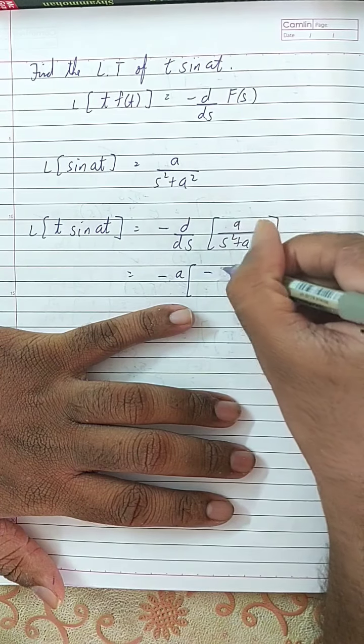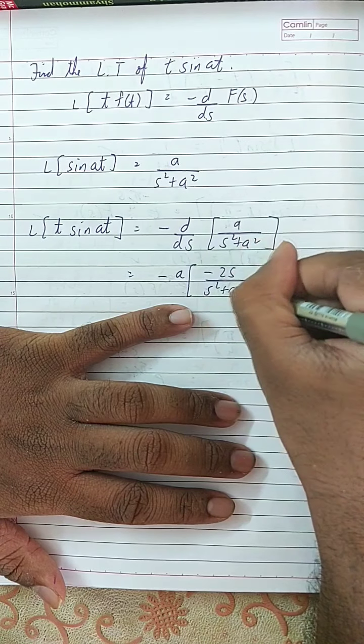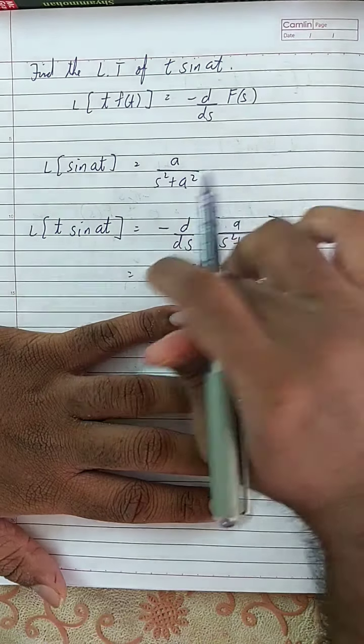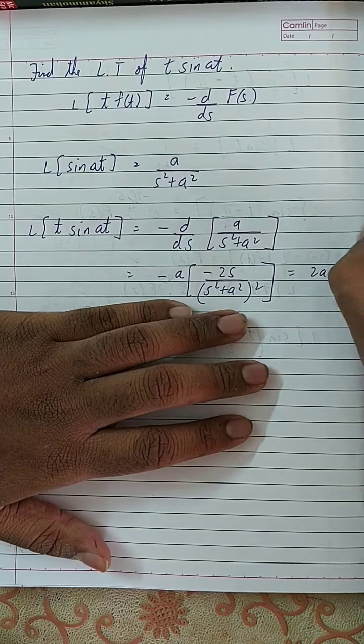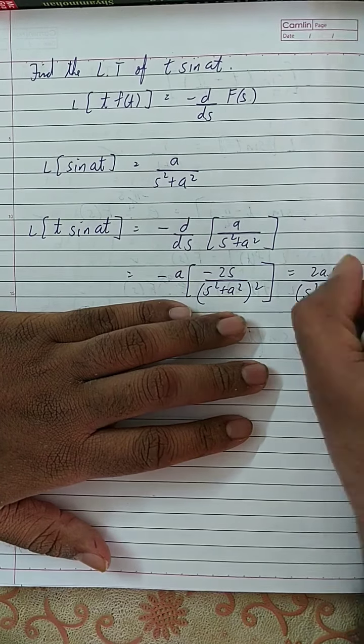It is minus 2s, right? Minus 2s by (s square plus a square) the whole square. So therefore you will get minus and minus becomes plus. This will become 2as by (s square plus a square) the whole square.